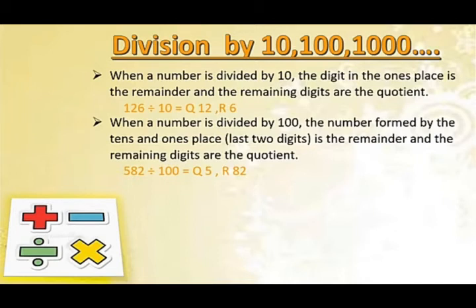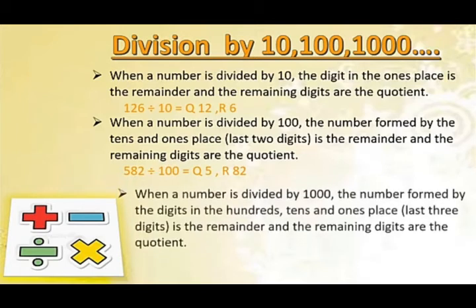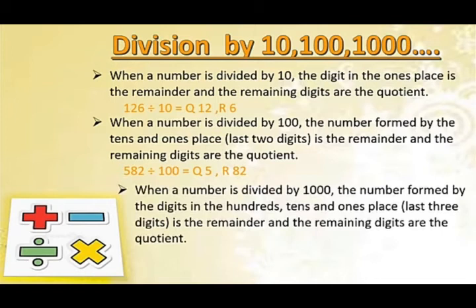When a number is divided by 1000, the number formed by the digits in the hundreds, tens and ones place, that is last three digits, is the remainder and the remaining digits are the quotient. Example, 46,030 divided by 1000. Quotient is 46 and remainder is 30.